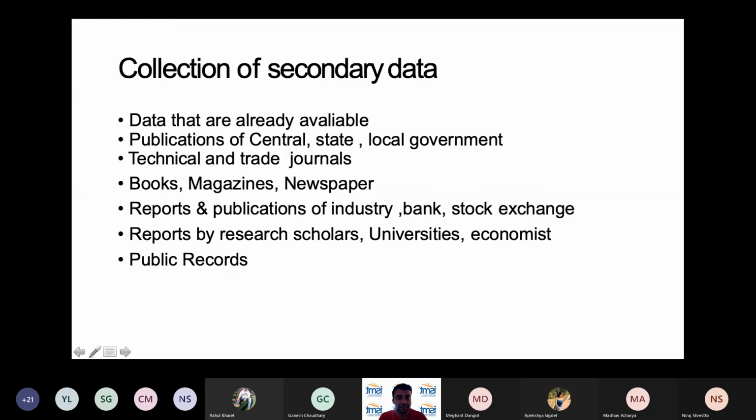Can you see the slide, this collection of secondary data? Yes.